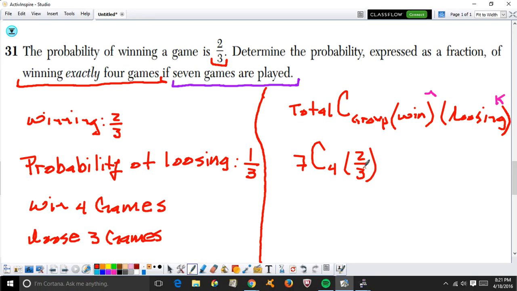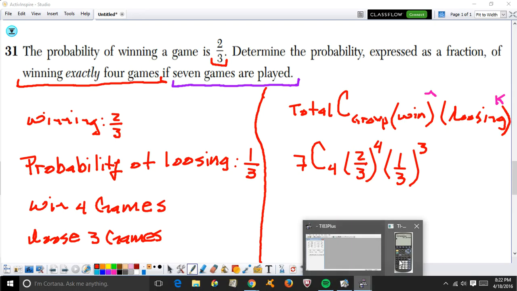Now, how many games do we want to win? So we gotta raise it to 4. Probability of losing, that's 1/3. How many games do we have to lose? Well, if there's 7 in total and we win 4, so that means that there's 3 games that are losing. So we find this out in the calculator.